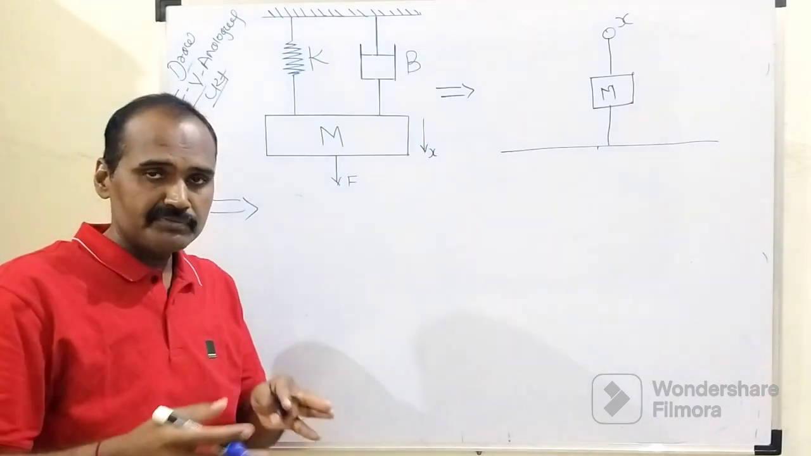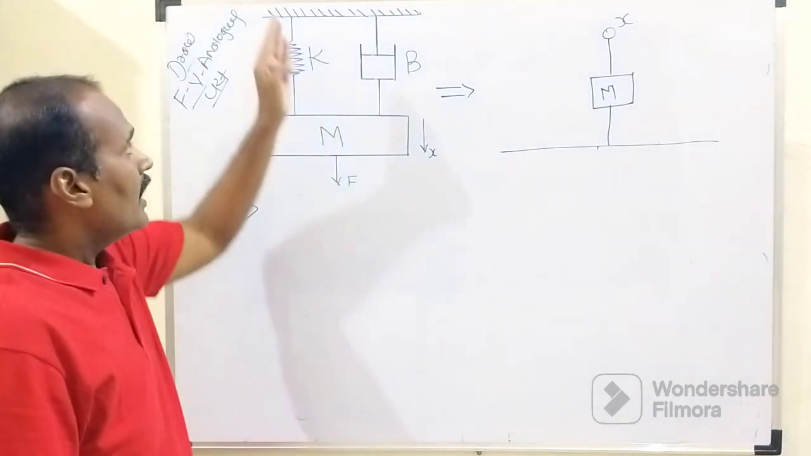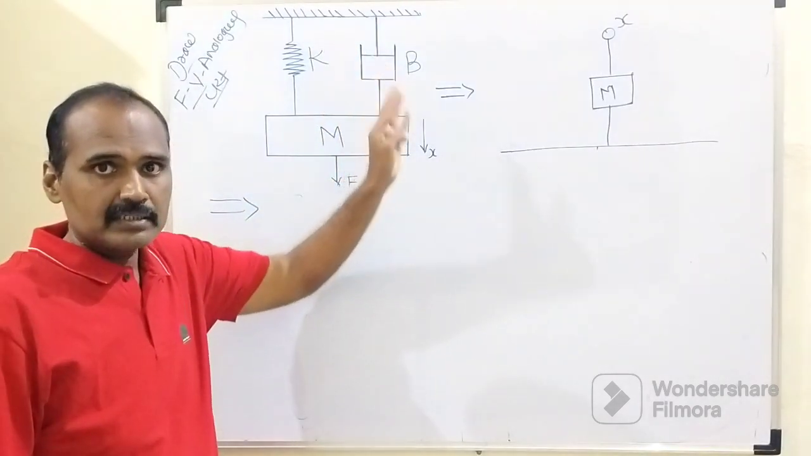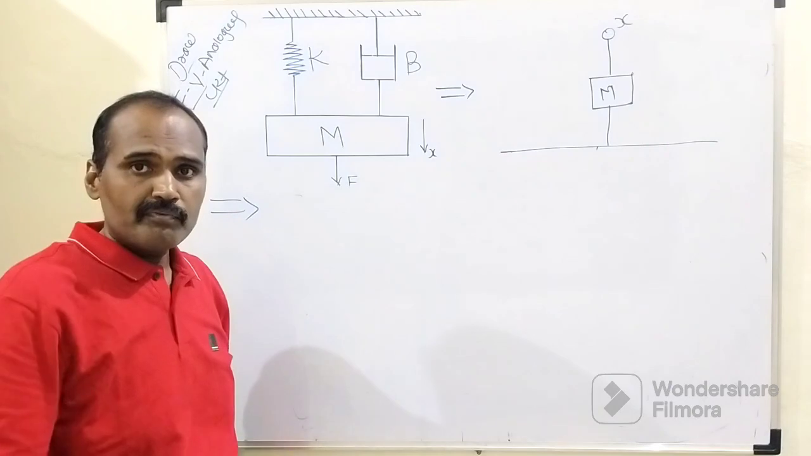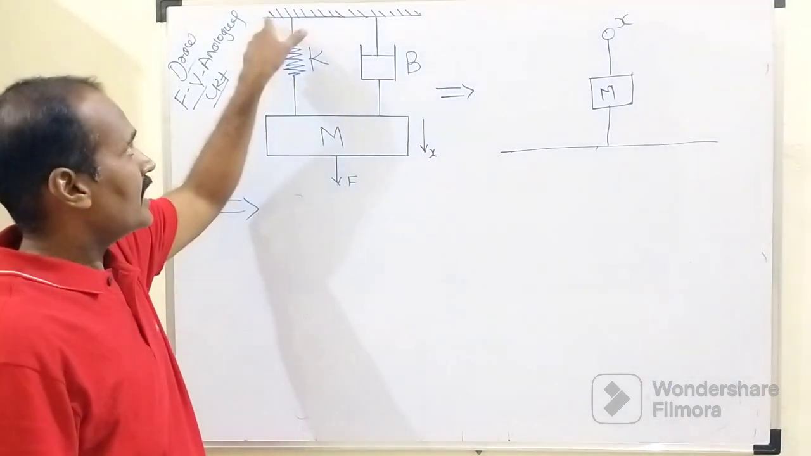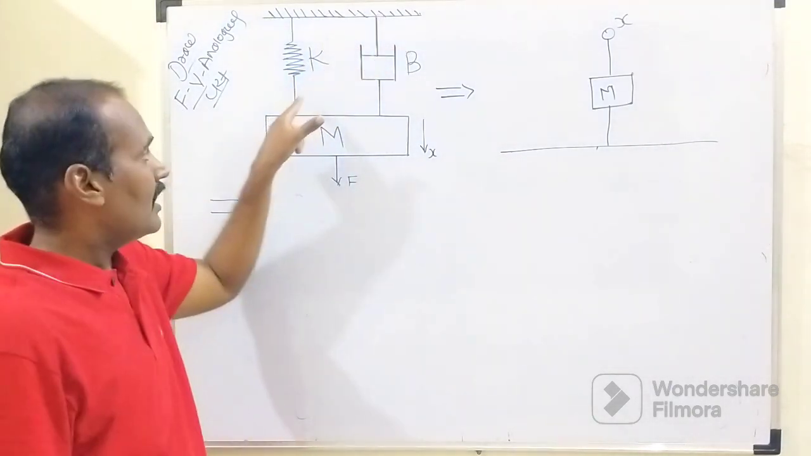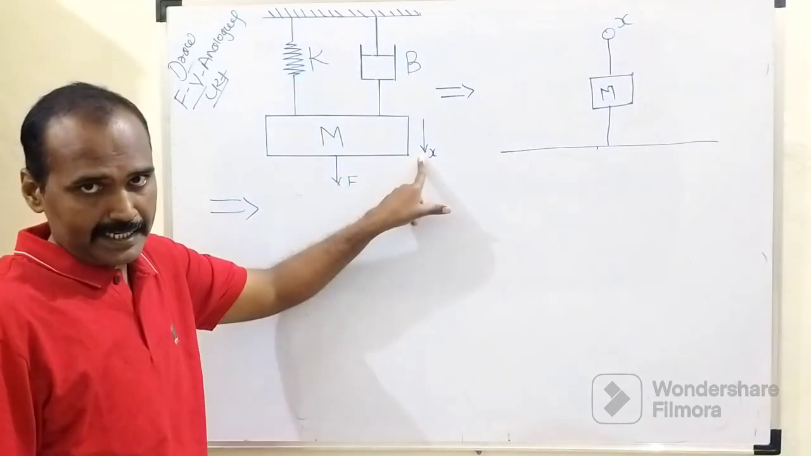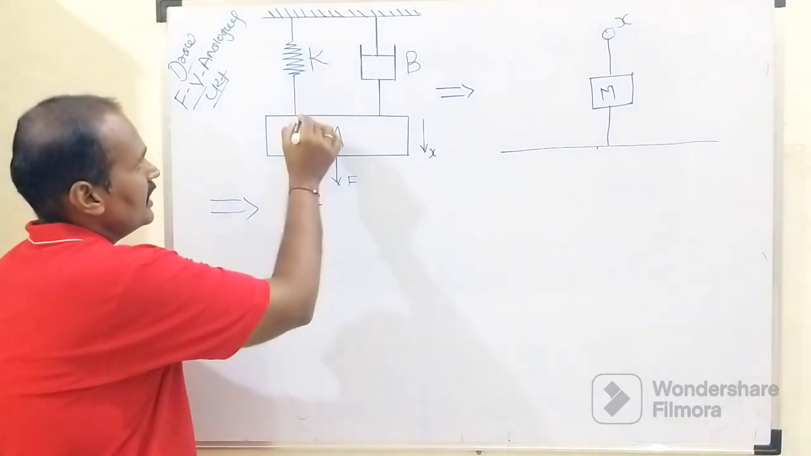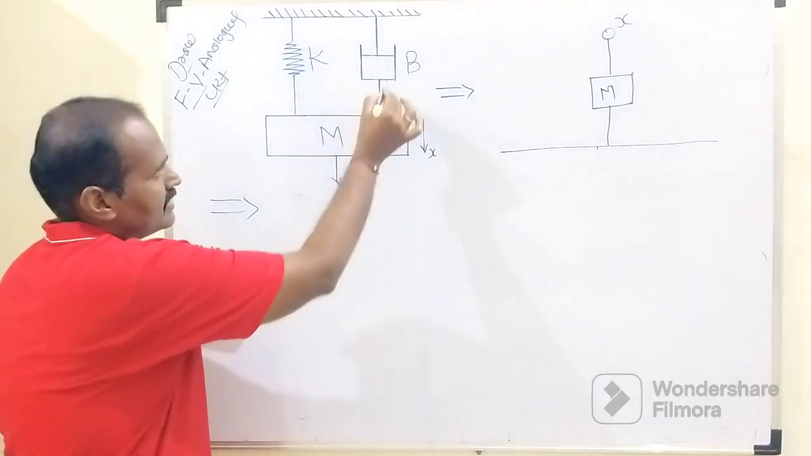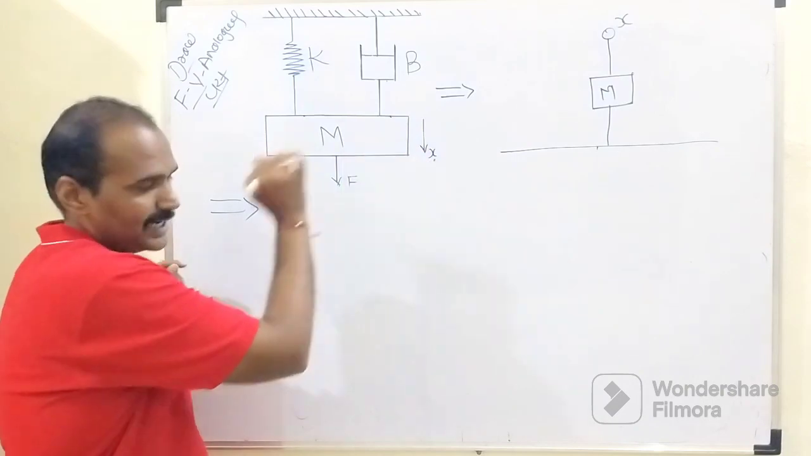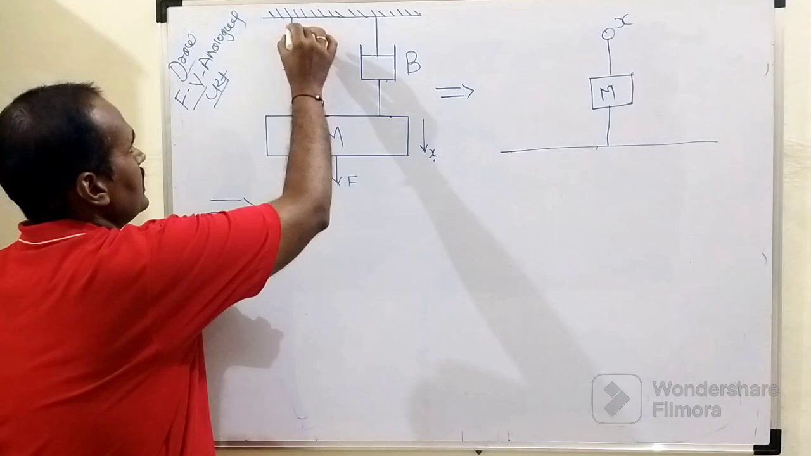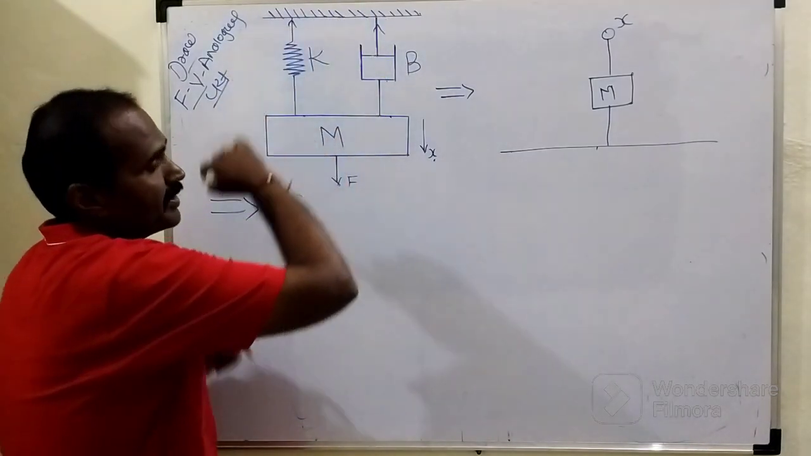So both these two elements have two different ends, right? Out of these two mechanical elements, the lower terminals are kept at the reference axis, and the upper terminals are associated with this displacement x. Obviously, this upper terminal is connected to displacement x, and these lower terminals are connected to the reference axis.